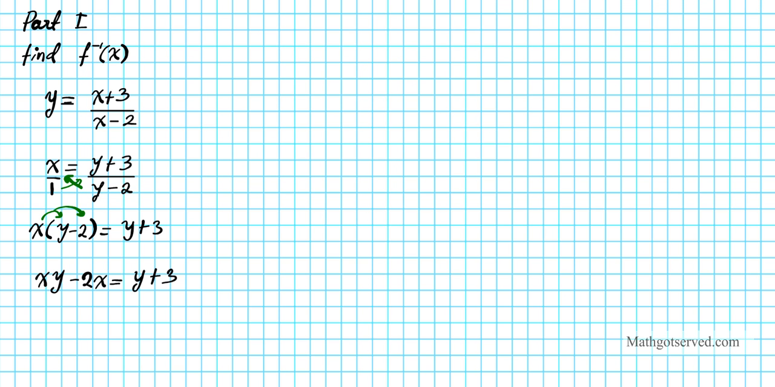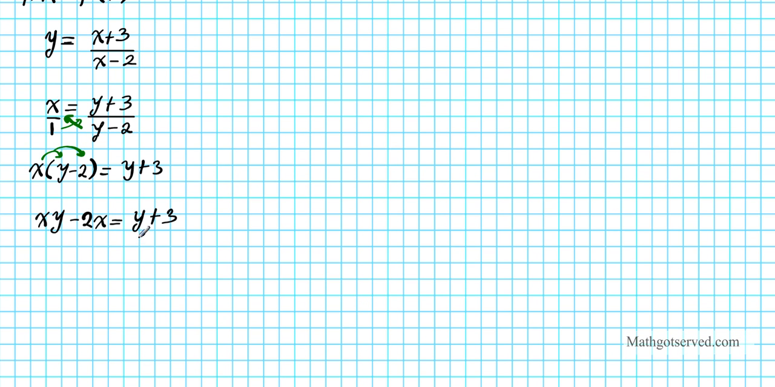Okay? Now, to get y by itself, we need to collect all the terms with y to one side, and then we're going to factor out y. Okay? So to do that, I need this y to the left, and I need this 2x that doesn't have a y to the right. So to move this positive y to the left, I'll do the opposite, subtract y from both sides. Subtract y. And then to move this 2x to the right, I'm going to add 2x to both sides. So add 2x and then add 2x.